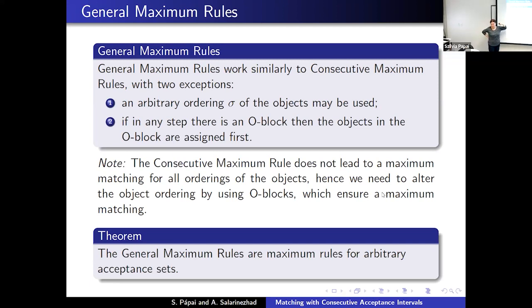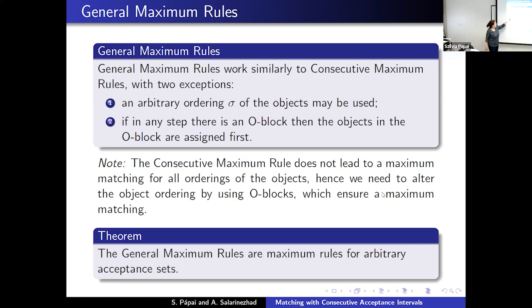And remember, I was trying to motivate this a little bit, not just by saying that we are now looking at arbitrary acceptance sets, but also to be able to find all maximum matchings. So if we do this, then we can find all maximum matchings. However, now it's not just a straightforward read of the algorithm. We actually have to change the order of the objects depending on these O blocks. Otherwise, we may not end up with a maximum matching.